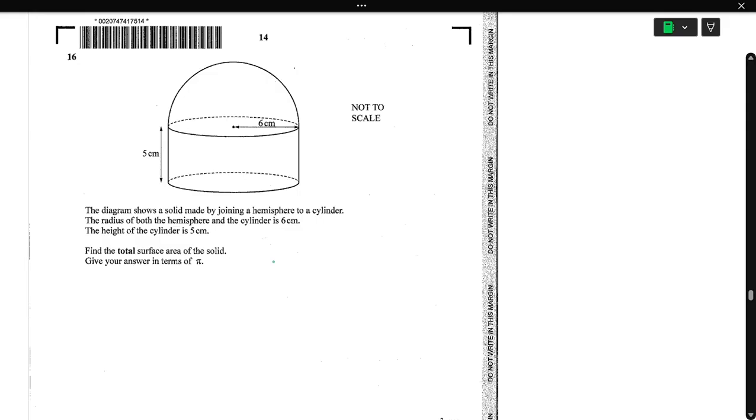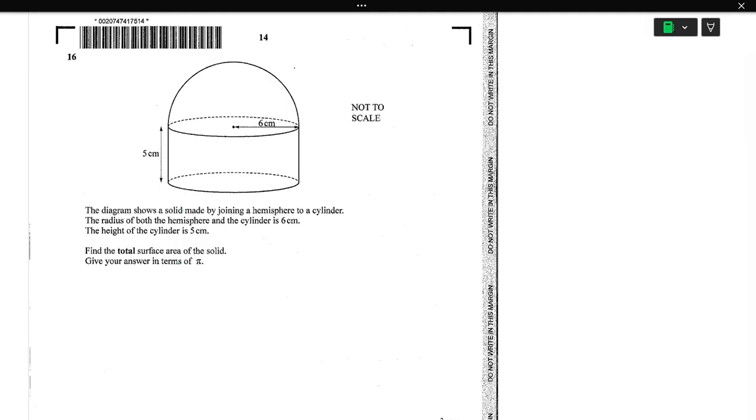Okay, the next question, number 16. The diagram shows a solid made by joining a hemisphere and a cylinder. The radius of both the hemisphere and the cylinder is 6 centimeters. The height of the cylinder is 5 centimeters. Find the total surface area of the solid. Give your answer in terms of pi.